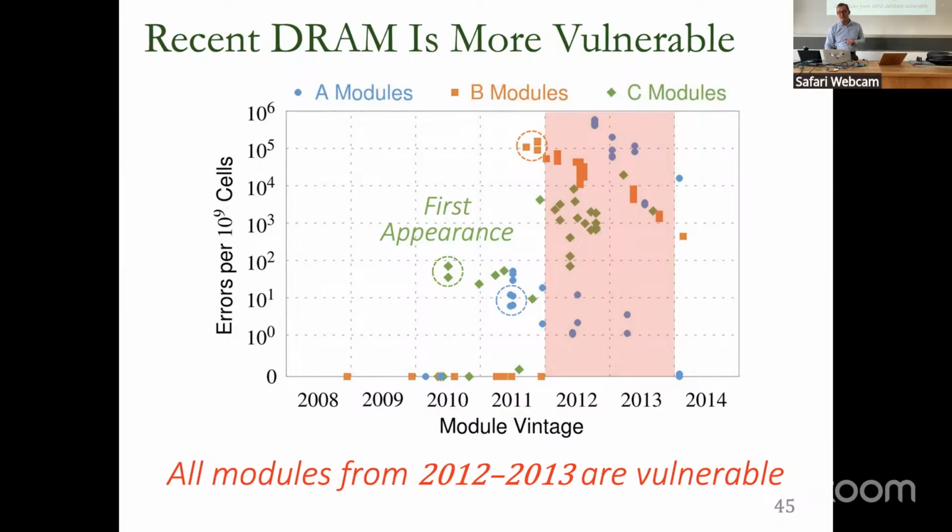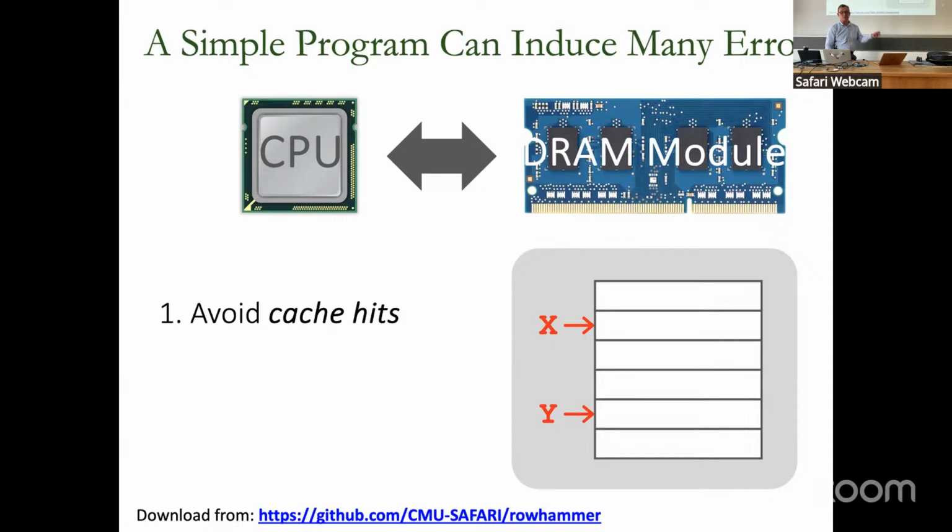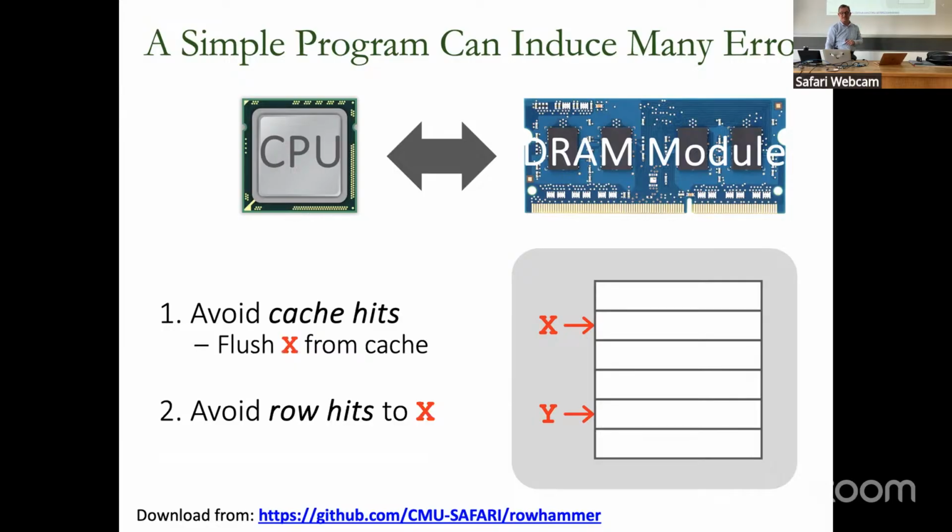But we also asked the question, can you actually induce these bit flips through a real program, meaning a user-level program that's executing on a CPU, not an FPGA? So this is a real CPU, a real memory module. And this is the program that we wrote and open sourced. What this program does is it selects addresses X and Y such that they go to the same subarray. And it tries to avoid cache hits in the CPU by flushing X, and it avoids row hits in the memory controller in the DRAM, because there's a row buffer in DRAM over here that are the sense amplifiers that are not shown.